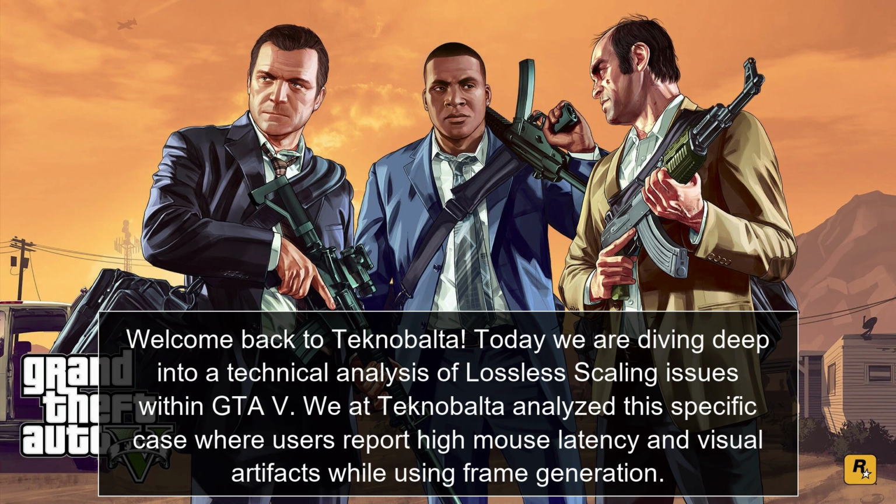Welcome back to Teknobalta. Today we are diving deep into a technical analysis of lossless scaling issues within GTA 5. We at Teknobalta analyzed this specific case, where users report high mouse latency and visual artifacts while using frame generation.